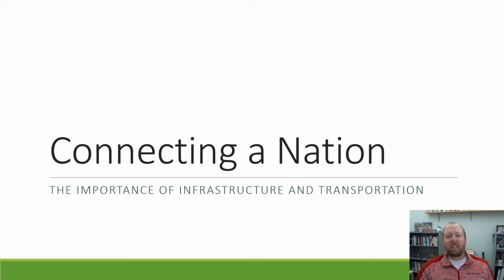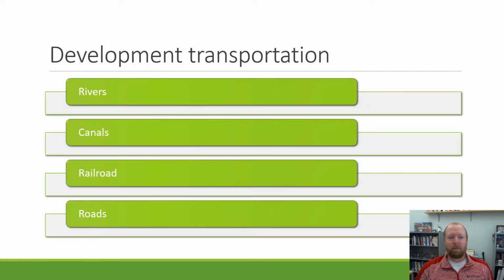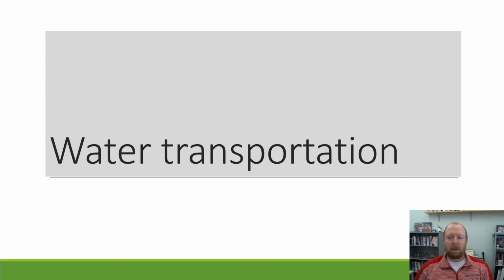Here we are, Chapter 17, Connecting a Nation. We want to talk about the role that infrastructure had in developing our nation and really causing a lot of economic growth. So in the book, we talk a lot about rivers, canals, railroads, and roads. And so I'll leave that to the book. I want to extend a little bit more about why these are so important that may not be necessarily covered in the book. So we talk about water transportation.